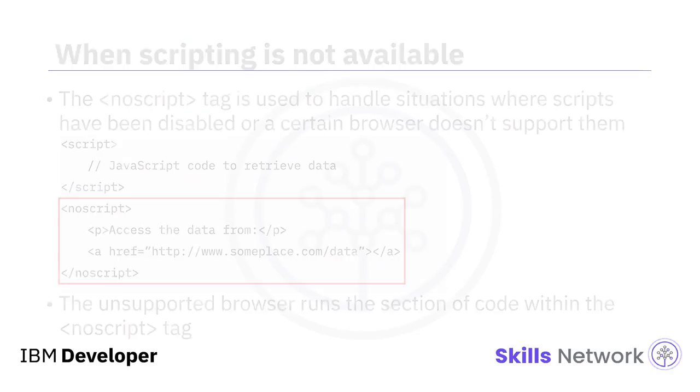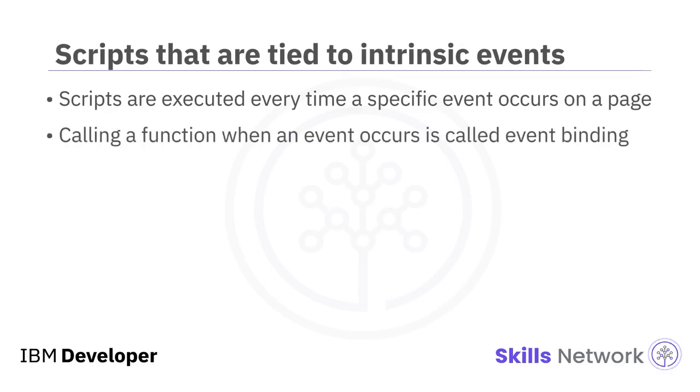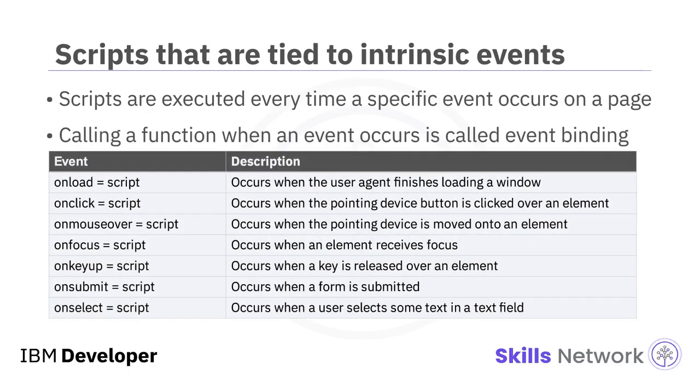Scripts can run on the detection of certain events that happen when the page is running in a browser session. Calling a function when an event occurs is called event binding. For example, the onload event can run a script when the browser finishes loading a page, or a function can be performed when the onclick event occurs.